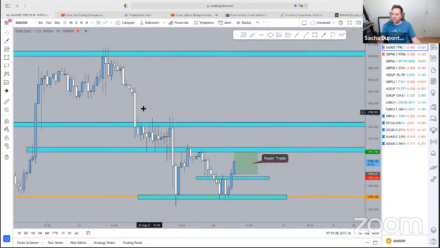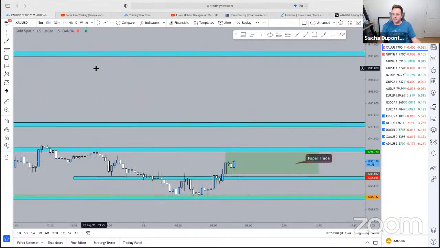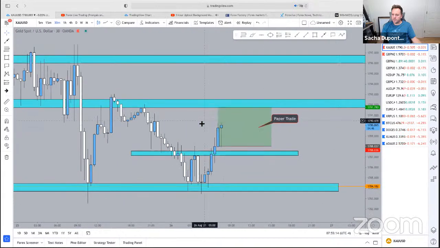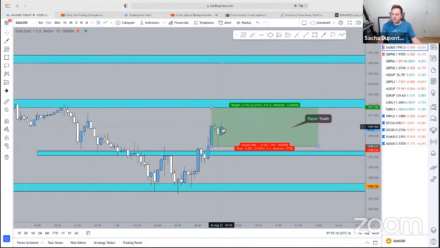And gold, I think gold can be a nice opportunity now if this 30 minutes starts to break this high. It actually did right now, if I'm not wrong. Yeah, it kind of did. But if you want, you can wait for that 15-minute to close above this little zone here for better confirmation.